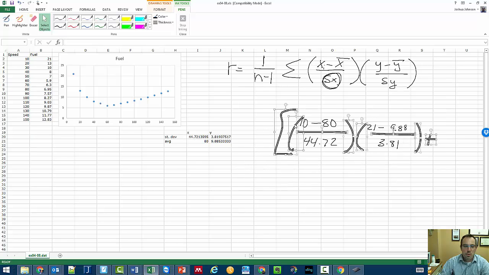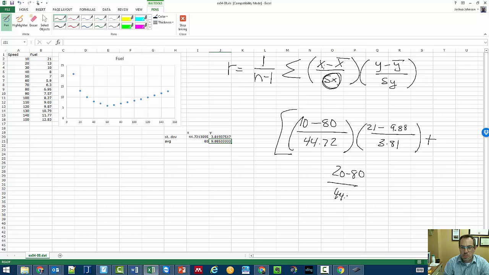Interesting. So I won't move it. I will just leave it where it's at. I'll just write it down here. So the next one I would do is 20 minus 80 divided by 44.72, and then multiply that by the next one, 13 minus 9.88 divided by 3.81. So you see it's a really complicated formula because you have to do that each time, multiply them together, and then add it all up.